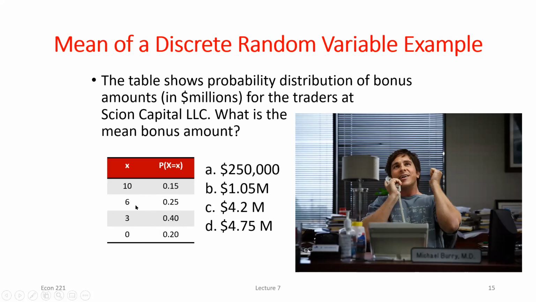3 and 6 million, right? And then kind of 10 and 0 have some likelihood of occurring. So I'm thinking it's probably going to be somewhere in between 3 and 6, just based off of this. A and B aren't within that range. C and D, I can't determine which one it's going to be just by looking. At least me, I can't envision what these numbers are going to end up being.